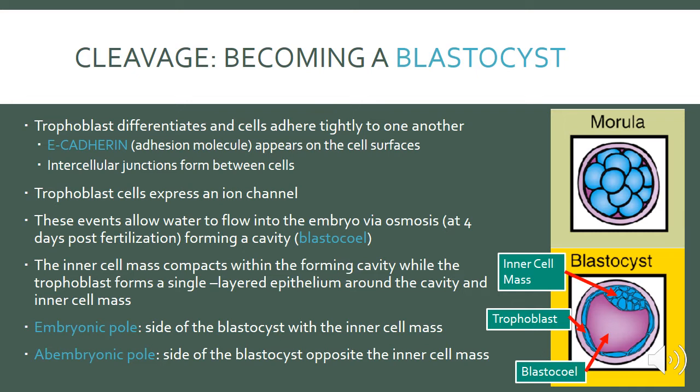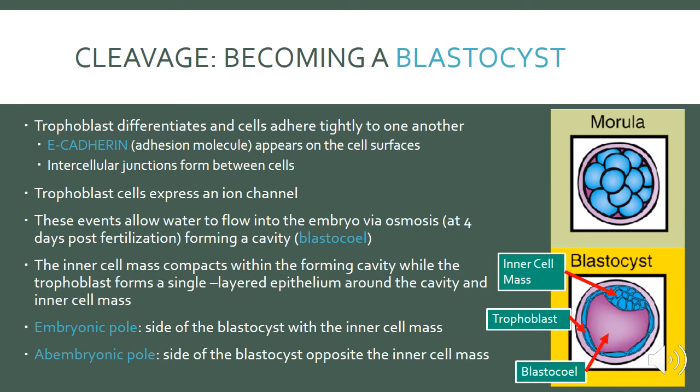Now that starts with the trophoblast. So the trophoblast cells begin to adhere very tightly to each other, and ultimately we want them to become watertight. They do that through a number of mechanisms. They express E-cadherin, which is an adhesion molecule on their cell surface. They form intracellular junctions, and the trophoblast cells begin to express an ion channel.